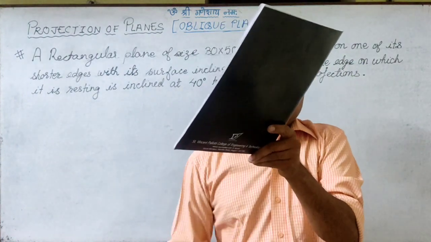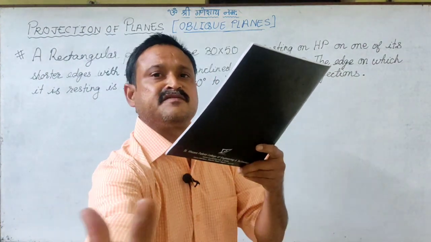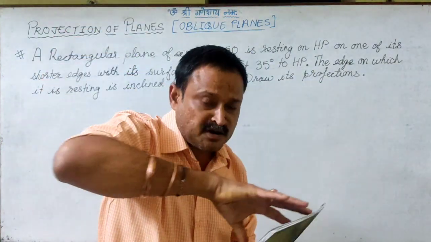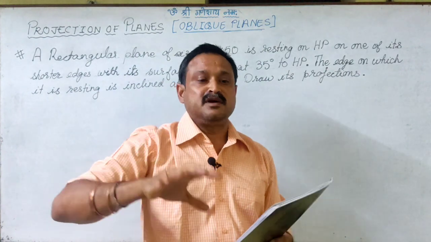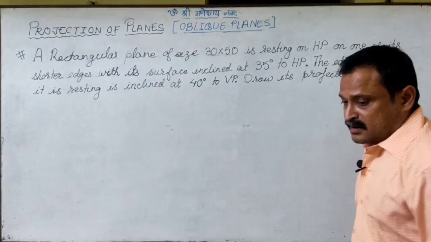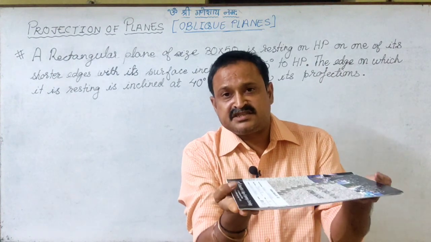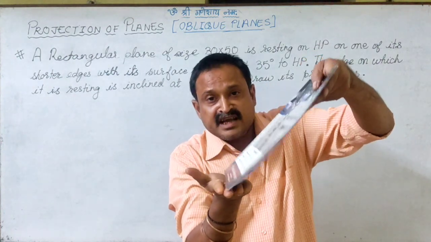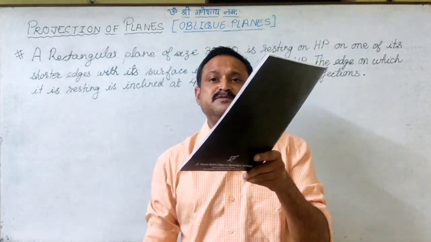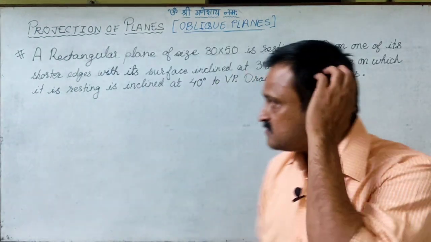So this is how the plate, or the plane, is placed in the quadrant, right? That means in the front view you are able to see a projected shape, and when we look at it from the top, in the top view we are also able to see a projected shape. The problem is clear. So again, let me explain. It is resting on one of its shorter edges, and the shorter edge on which it is resting is inclined at 40 degrees to VP. This is how the plate is placed in the quadrant, and we have to take its projections. So let us try to solve this problem.